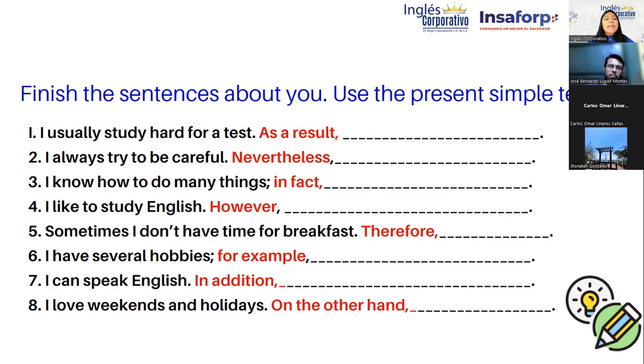Number four, I like to study English. However, sin embargo. I like to study Portuguese too. However, I would like to study Portuguese as well.